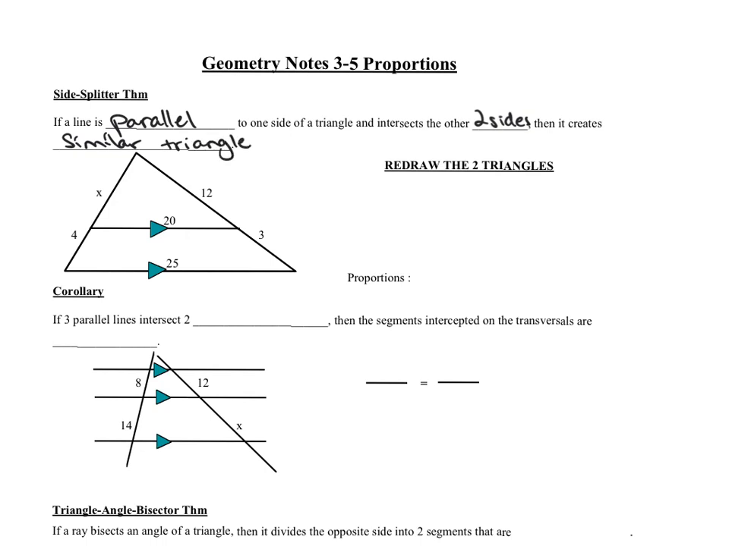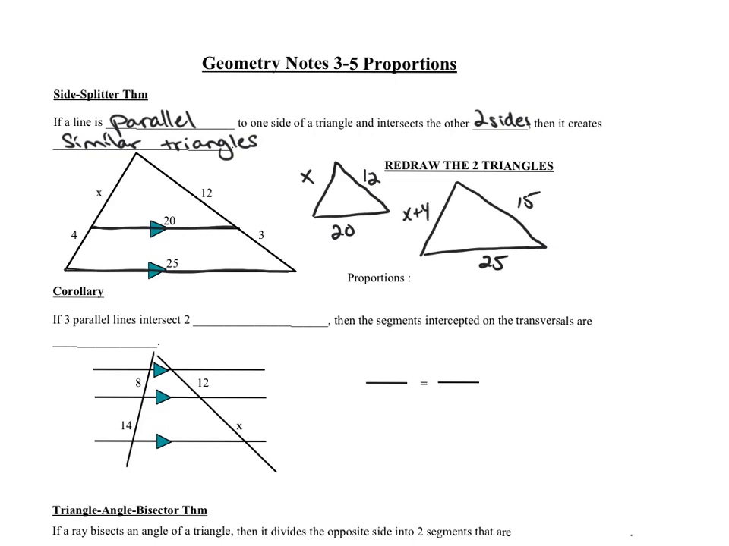So we have a line right here that's parallel to one side of the triangle here, and we know they're parallel from the arrows, and it intersects the other two sides, so it creates similar triangles. So the smaller triangle is basically the top. We have X, 20, and 12. The larger triangle has a base of 25. The right side is the 3 plus the 12, so 15. And the left side is X plus 4.